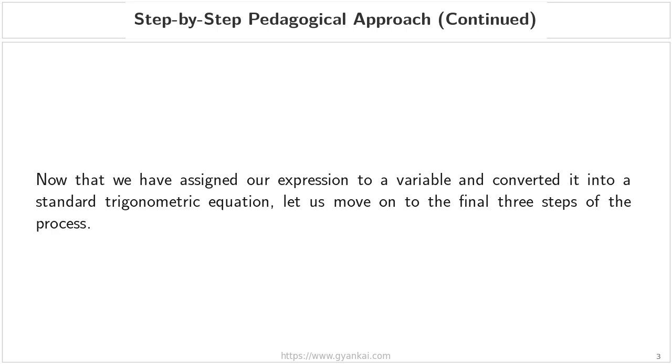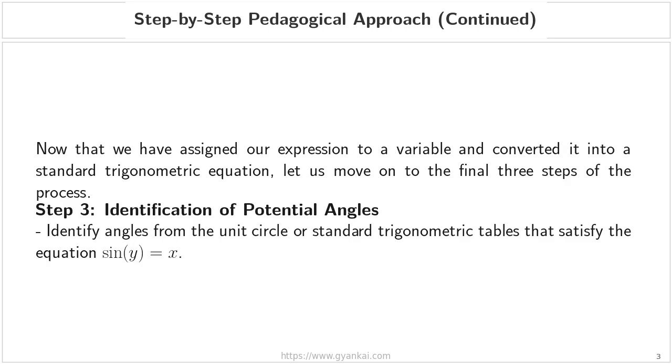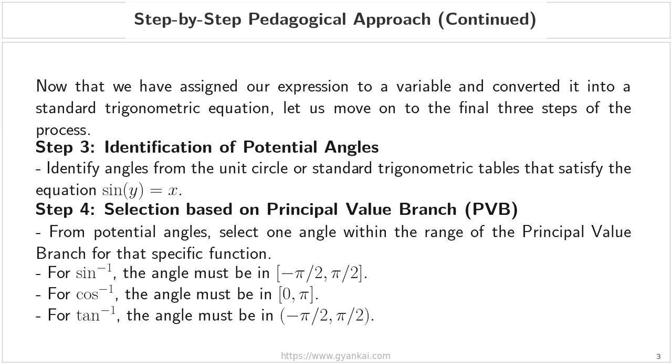Step-by-step pedagogical approach, continued. Now that we have assigned our expression to a variable and converted it into a standard trigonometric equation, let us move on to the final 3 steps of the process. Starting with step 3, we focus on the identification of potential angles. At this stage, you will look at your unit circle or refer to your standard trigonometric tables to find the angles that satisfy your equation. For instance, where the sine of y equals x, because trigonometric functions are periodic, you will likely find more than one angle that works. This leads us to step 4, which is the most critical part of the process.